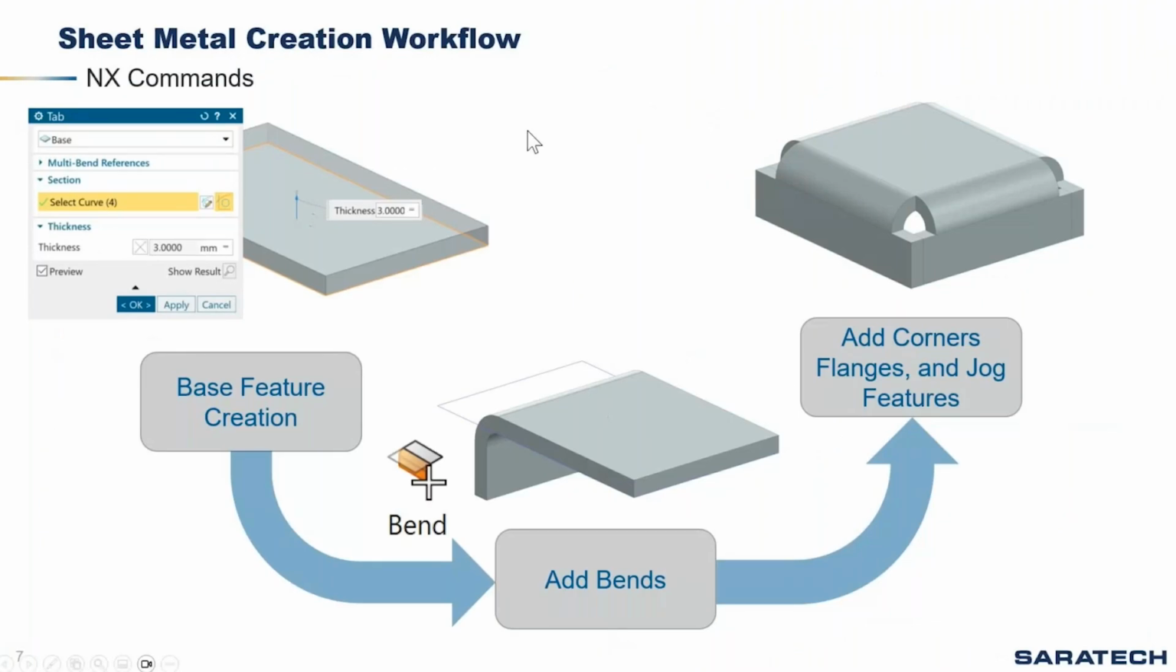So again, this is the sheet metal creation workflow. There are ways that you can set global parameters initially, so every sheet metal part follows the same thickness rules and other specifications you can make for your application. And then it's super easy to quickly add bends or corners, flanges, and jog features. So let's hop into NX and see how we can do that.